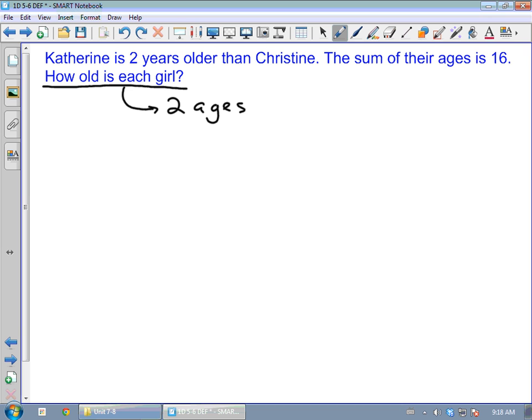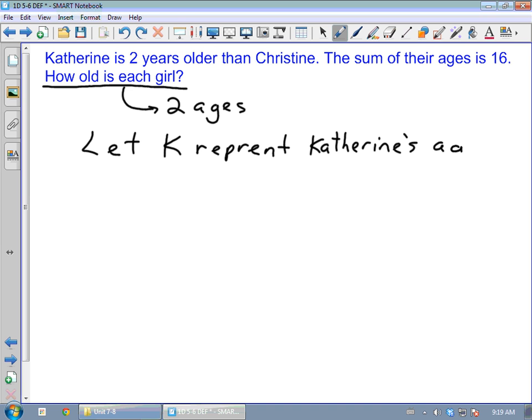So we're going to use our let statement here, and we're going to choose a variable to represent one of these two ages. So what do you think our let statement should be here? What do you think? Let's pick a girl and choose a variable to represent her age. Go ahead. Let K represent Catherine's age. Whoops, and I spelled Catherine wrong. Let K represent Catherine's age.